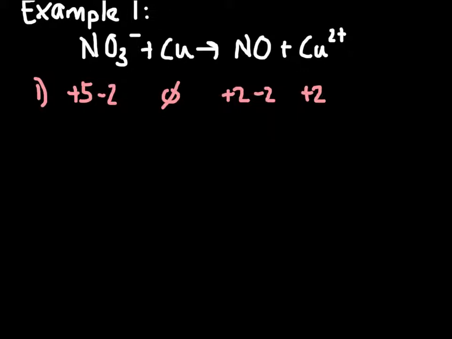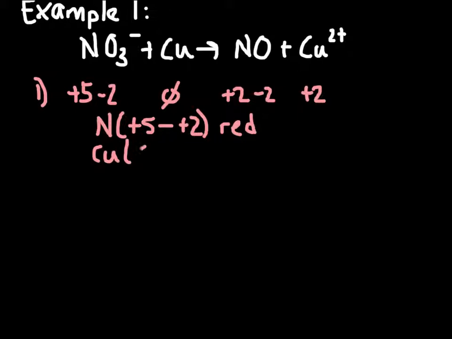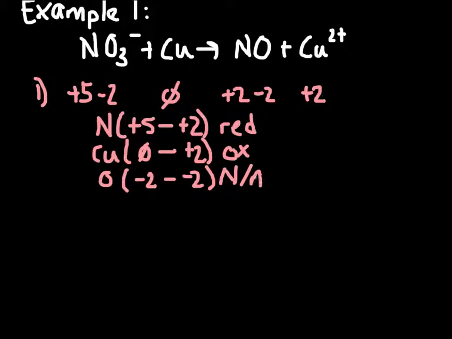So who's being reduced and who is being oxidized? N is going from a +5 to a +2. Therefore, it is gaining 3 electrons, and it is being reduced. Copper is going from 0 to a +2. It is losing electrons, and therefore being oxidized. Oxygen is going from a -2 to a -2, so nothing is happening. It's just a spectator in this entire process, helping the process run.